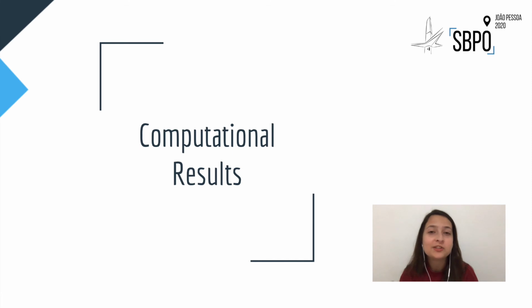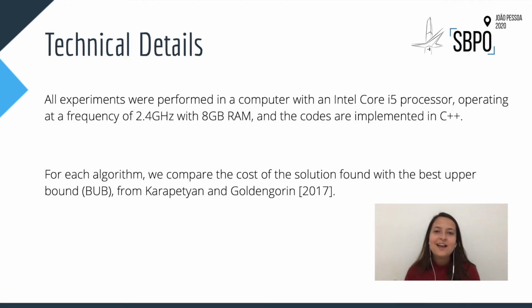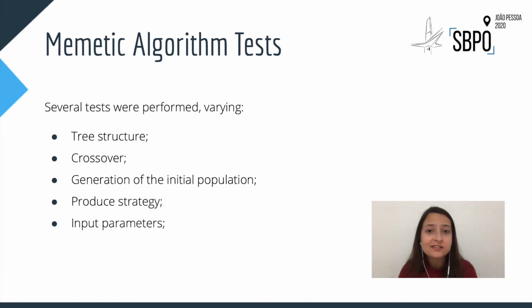Now let's talk about the computational results, once again focusing on the memetic algorithm. We use 90 instances of the Cornuejols-Algorithms symmetric and asymmetric packages. These instances have the same number of customers and facilities, ranging from 250, 500, and 750. All experiments were performed on the same computer with the technical details described, and all the codes were implemented in C++. For each algorithm, we compare the cost of the solution found with the best upper bound. We performed several tests with the tree structure, the crossover we use, the way we generate the initial population, the produce strategy, and all the other input parameters.